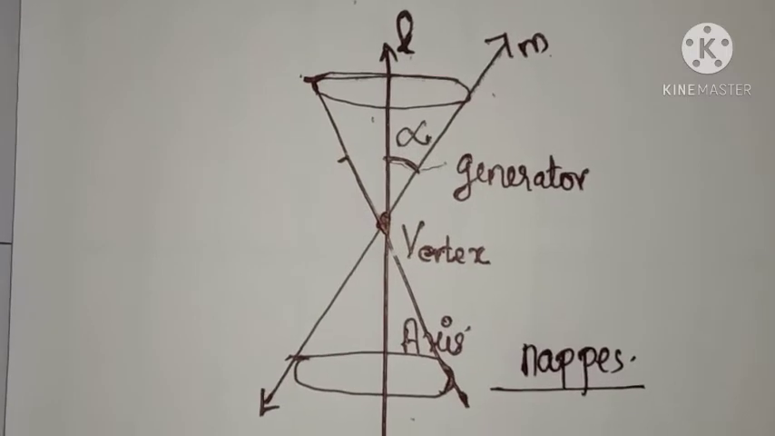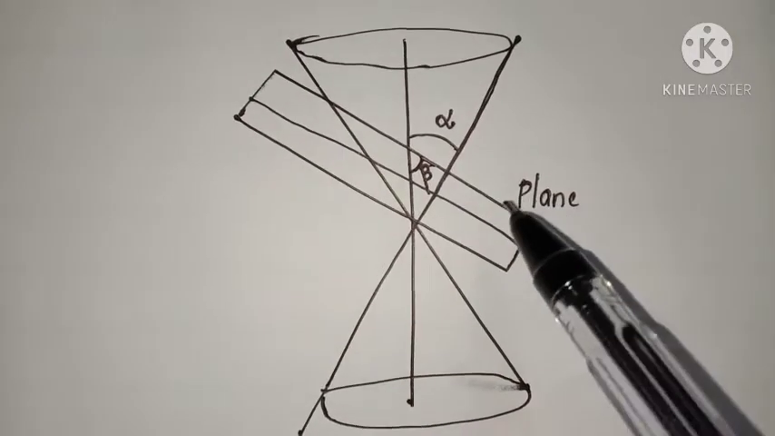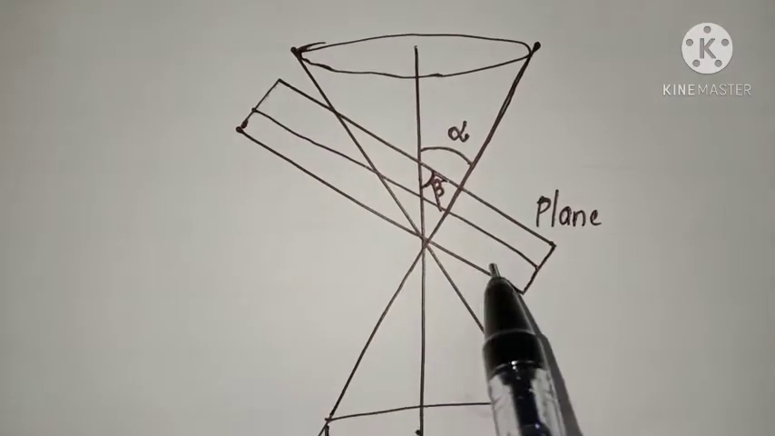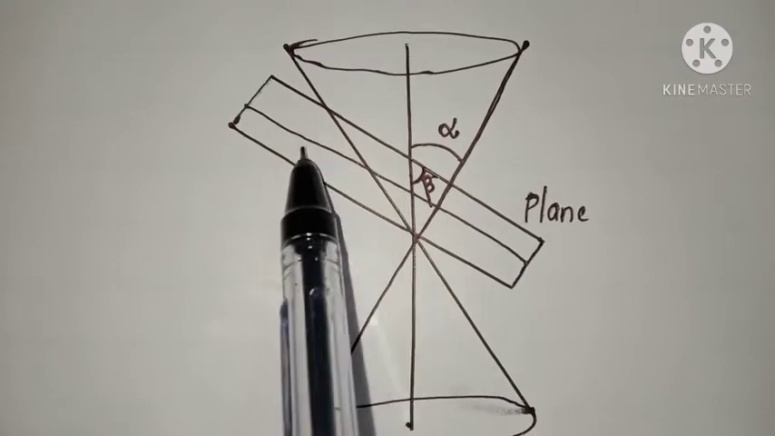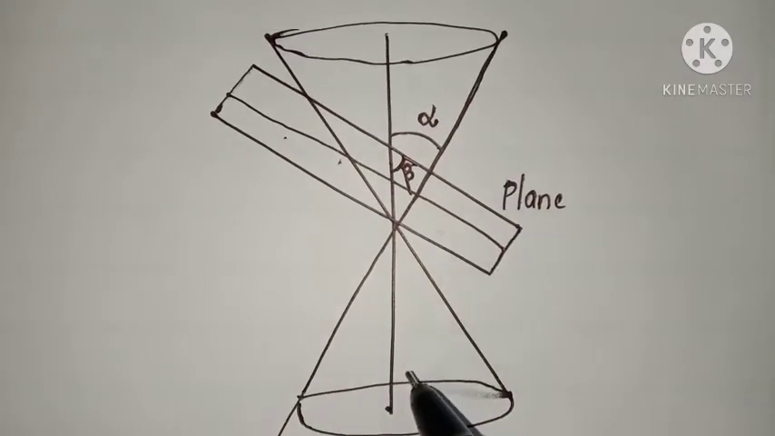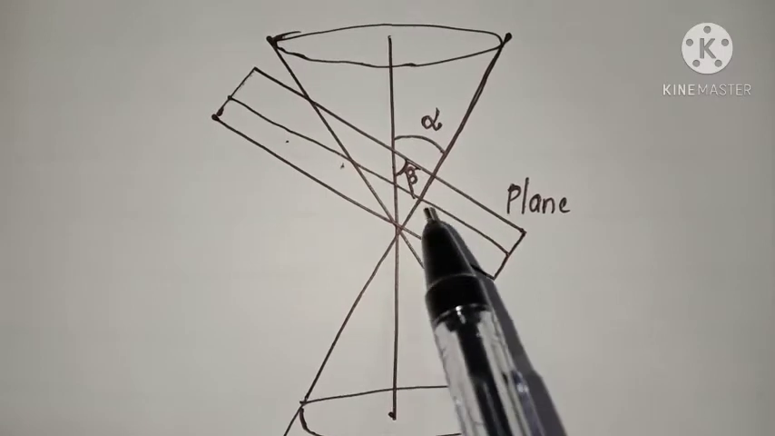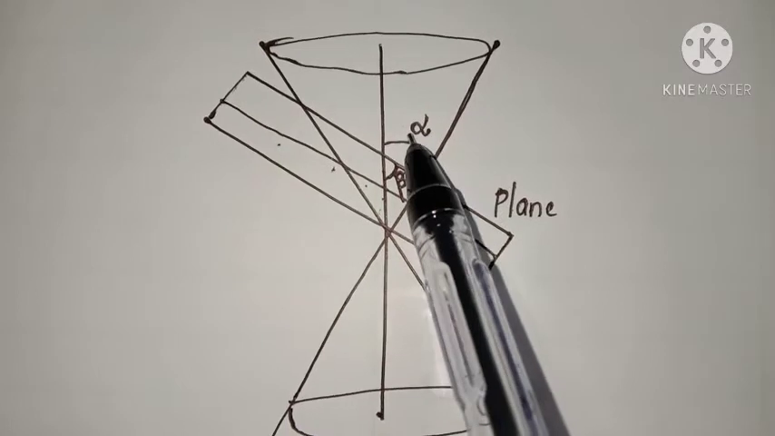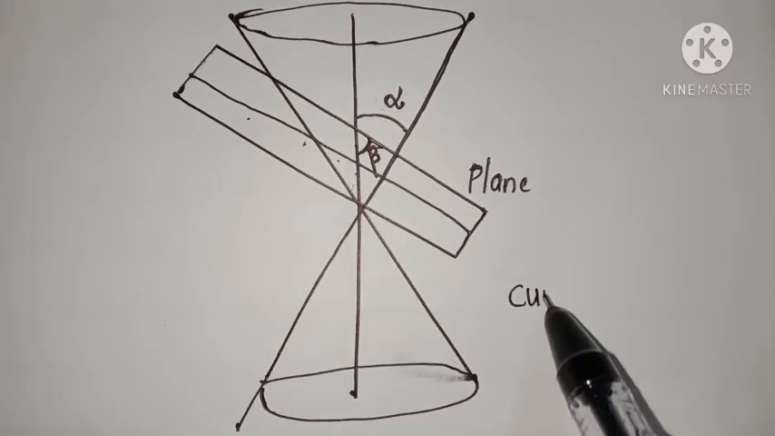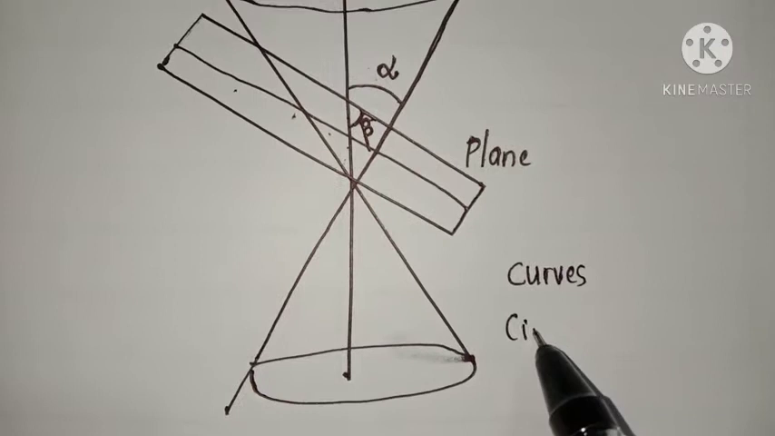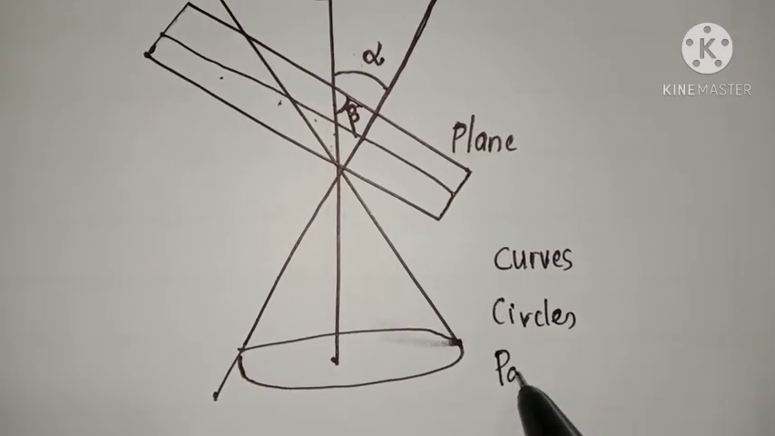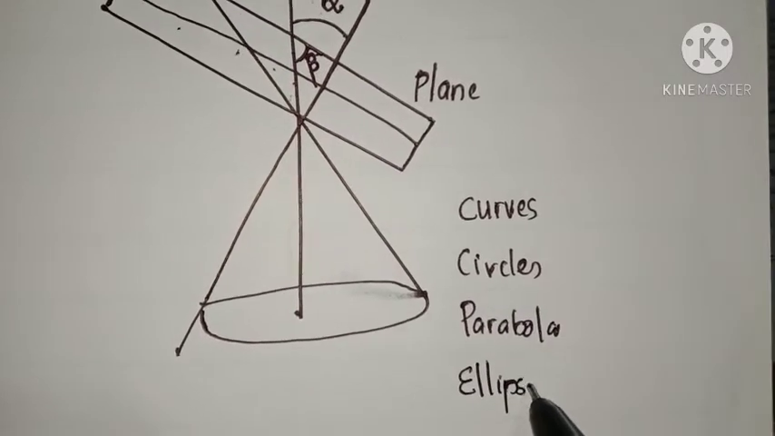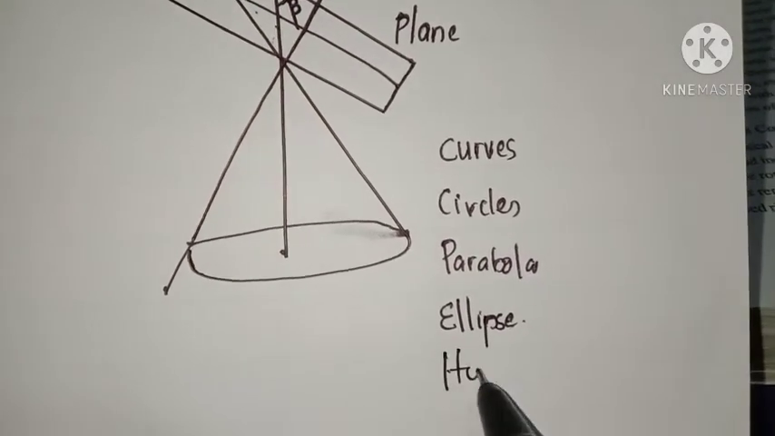and hyperbola. Now listen, this rectangle shaped figure is a plane, and if we intersect this plane with the double napped right circular cone, we can see that the intersection of the plane and the cone makes curves, such as circles, parabola, ellipse and hyperbola. These are different forms of curves.